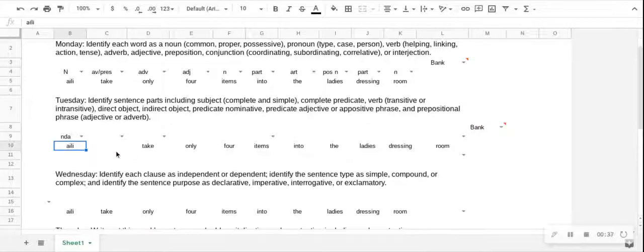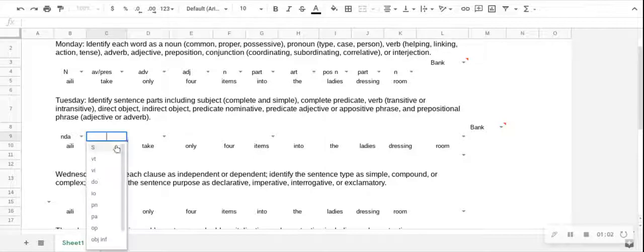Now, I do have a blank here for your subject, believe it or not. We are addressing Ali directly. So that does make her the subject, but we have to insert a word for our subject. The person we are addressing is Ali. You take only 4 items into the ladies' dressing room. So our subject is a word that we actually have to put in, and that is you. That is who we are addressing. It's Ali, you yourself. Okay.